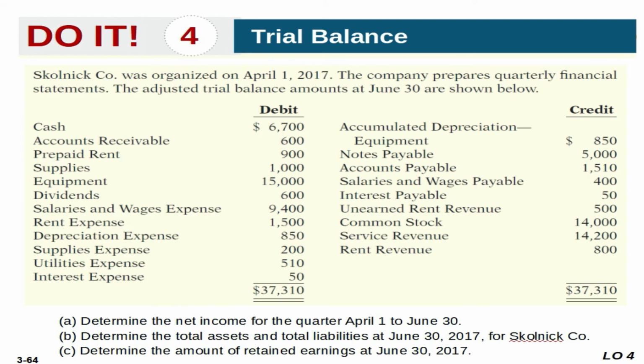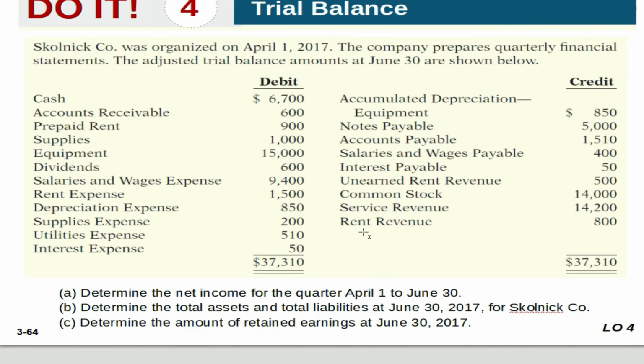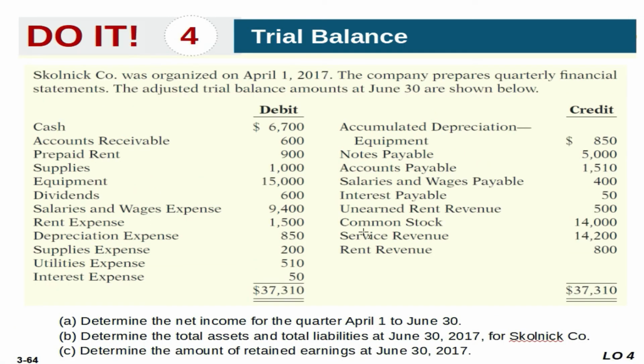Now we can take a look at an example of a trial balance. So here for this trial balance, we have Skolnick, which was organized on April 1st, 2017. The company prepares quarterly financial statements, and adjusted trial balance amounts at June 30th are shown. So quarterly. They didn't go by months this time. They went for 3 months. That's what a quarter is. It's 3 months. April, May, June. From April 1st to June 30th.